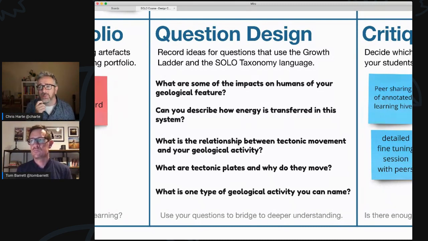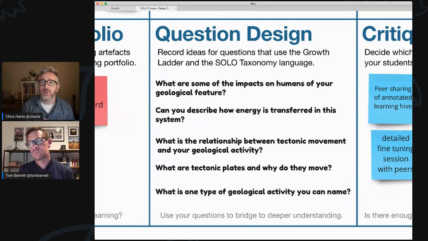What's the relationship between tectonic movement and your geological activity? Can you describe how energy is transferred in the system? And what are some of the impacts on humans of your geological features? So going from really just guiding them down that path to move through uni, through multi, to more relational understanding, and then actually trying to say, okay, let's abstract this, let's extend this. What happens if? What would happen if? So I think that question design is a really useful tool. And to be honest, it's also a really useful tool for students. We often ask students for answers, but indeed one of the most powerful things we can do is ask them for questions.